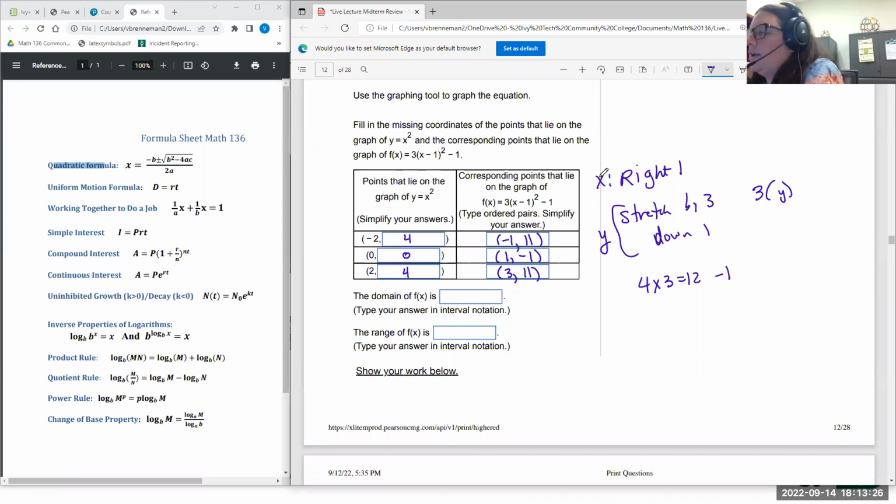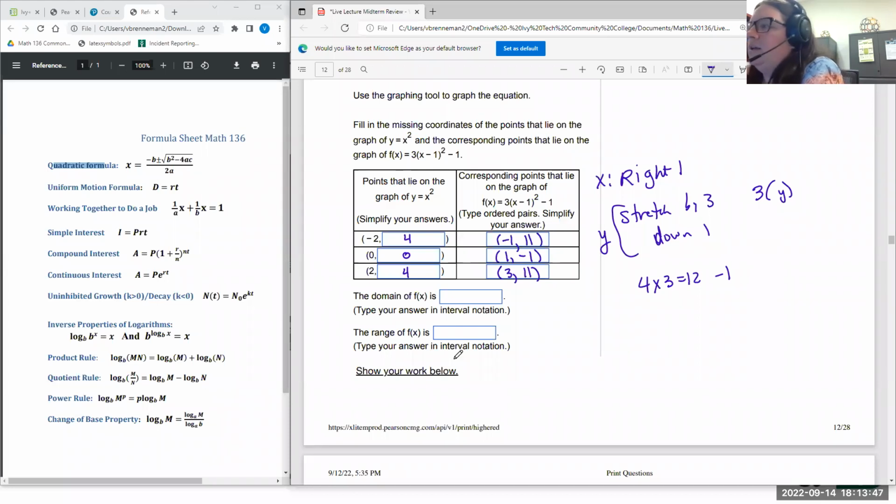So you're just taking those transformations, applying the horizontal transformations to the x value and the vertical transformations to the y values. Again, with the vertical, make sure you do the stretch first, if there's a stretch or a flip or anything first, and then the shift.